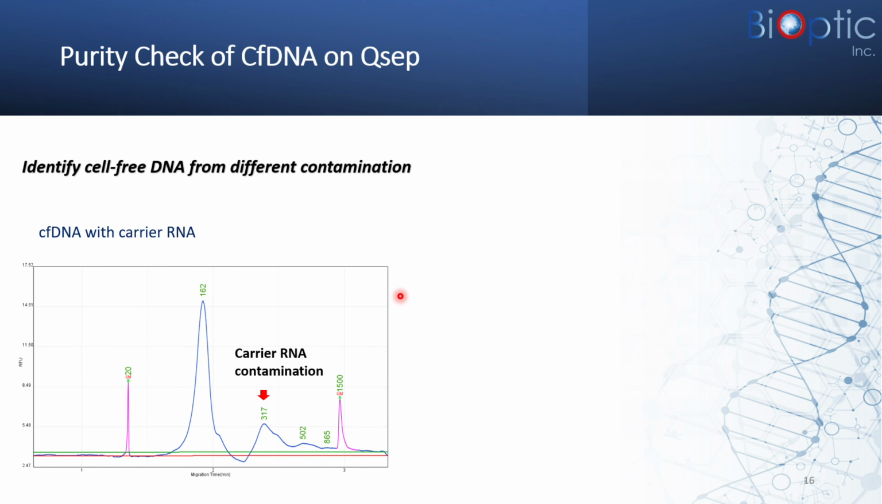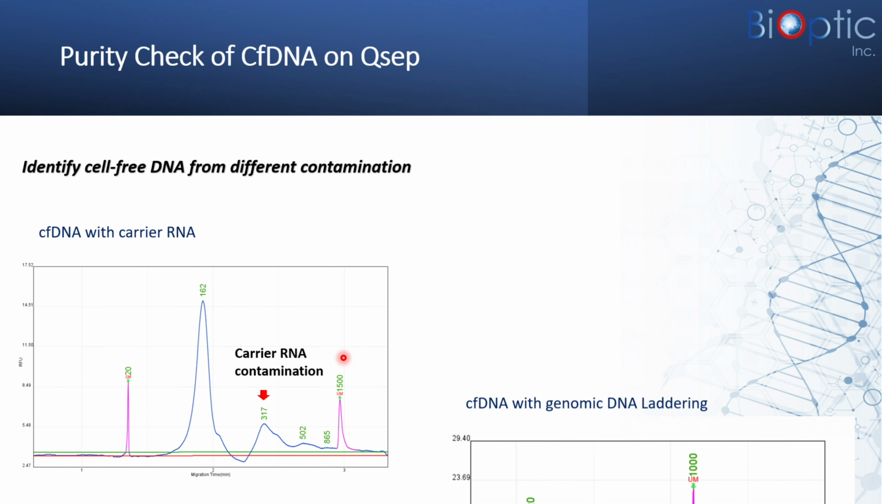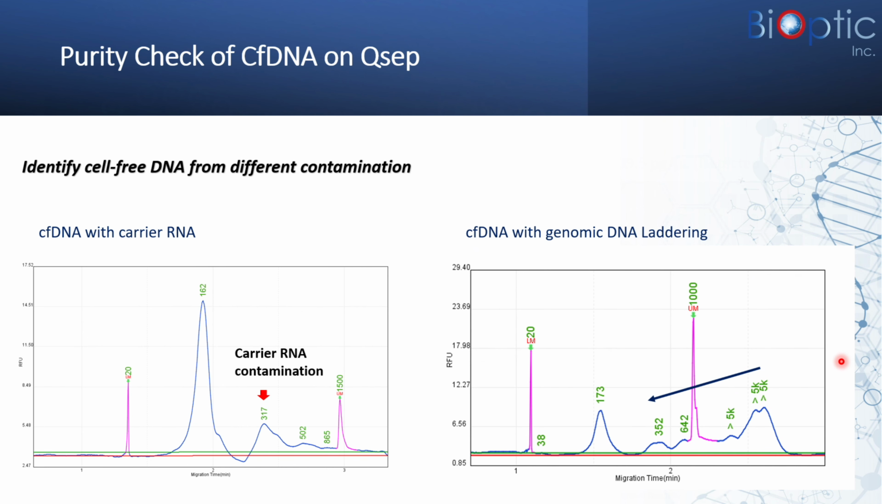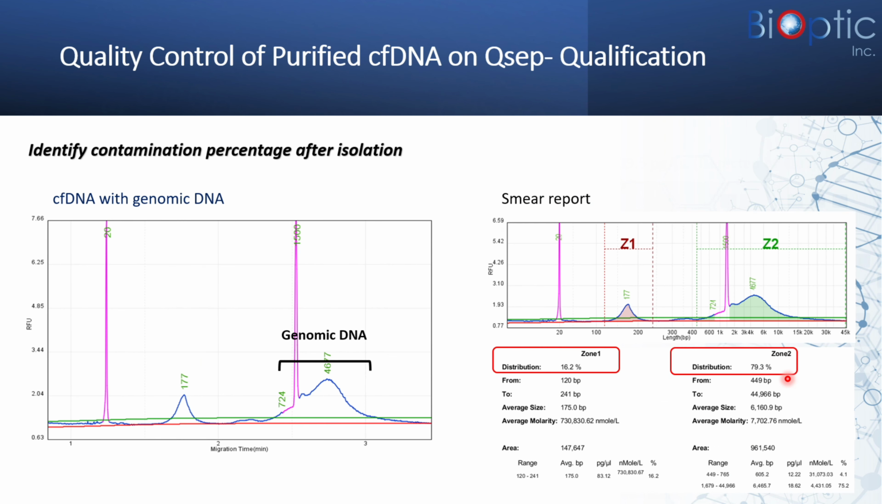Besides checking the size and distribution of cell-free DNA, QSep can identify the purity of cell-free DNA when the samples contain other contamination, such as carrier RNA. Sometimes, if the serum was under inappropriate preservation and the isolation procedures didn't remove the genomic DNA completely, we will see the contaminated genomic DNA display a fragmental pattern with different sizes, and we call it the gDNA ladder.